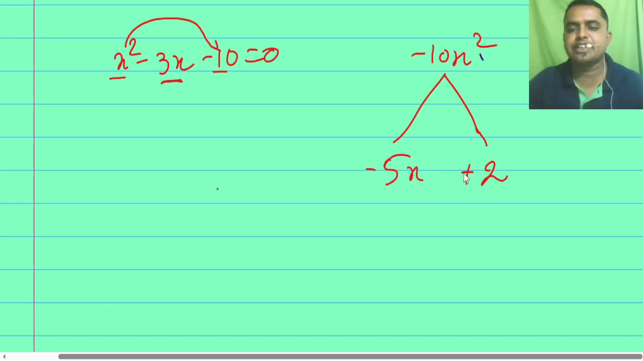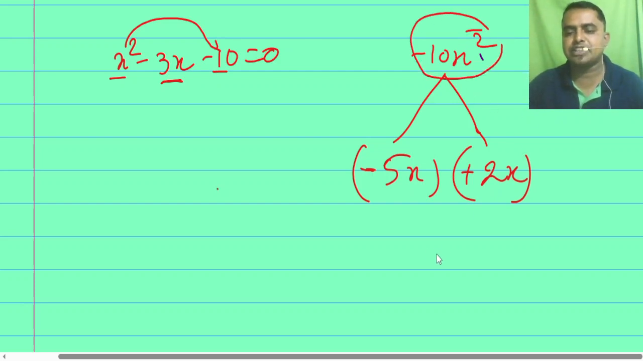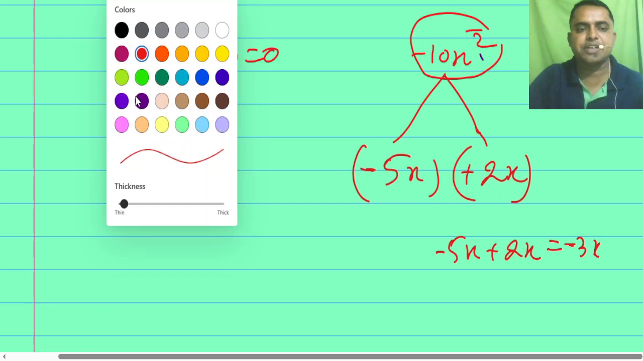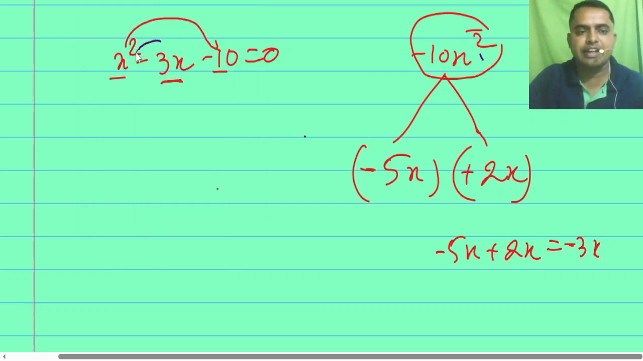So x into x is x square. Minus 5 into plus 2 is minus 10. x into x, x square. If you multiply these two, you will get minus 10x square. If you add these two, minus 5x plus 2x, you will get minus 3x, that is the middle term. So in the next step, we write these two factors instead of minus 3x.